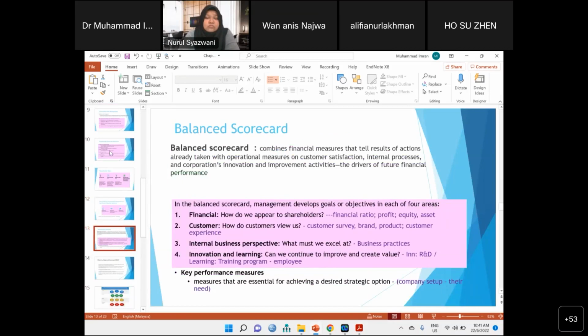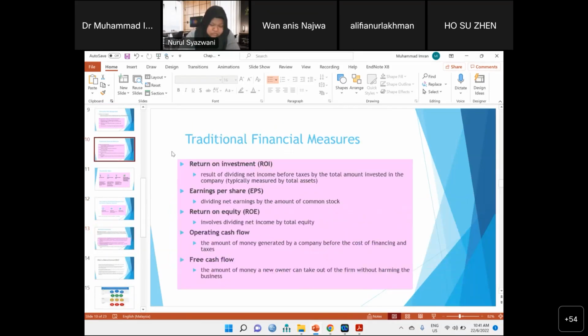Return on investment is the result of dividing net income before taxes by the total amount invested in the company. You may have learned these ratios already before. Return on equity involves dividing net income by total equity. If you need, I can explain one by one, or you can just have an idea. Return on investment is simply the result of dividing net income before tax by the total amount invested in the company, typically measured by the total investment.